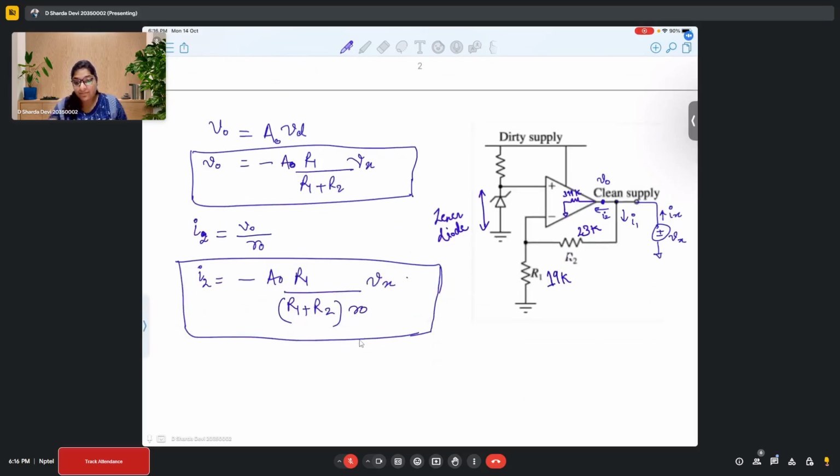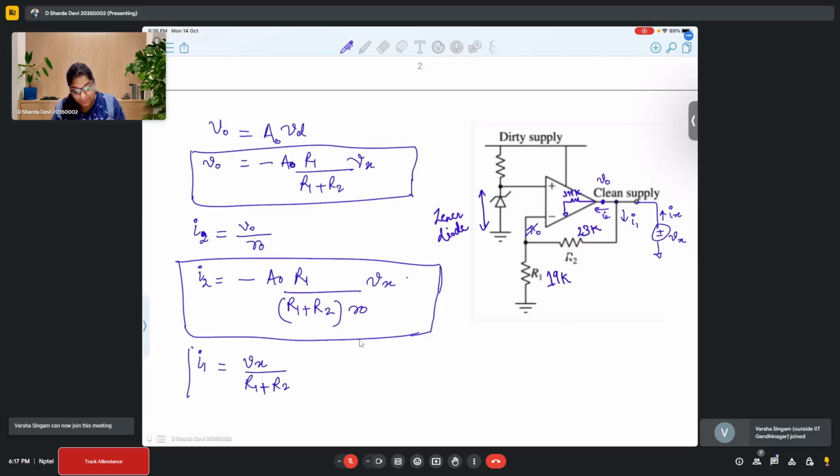Now, when we have the second current, I1, this I1 current is the current that is flowing from R1 and R2. Here, there won't be any current because op amp's input cannot have any current. So that's why I1 would be Vx upon R1 plus R2. So this is the total current through the series resistance R1 and R2.